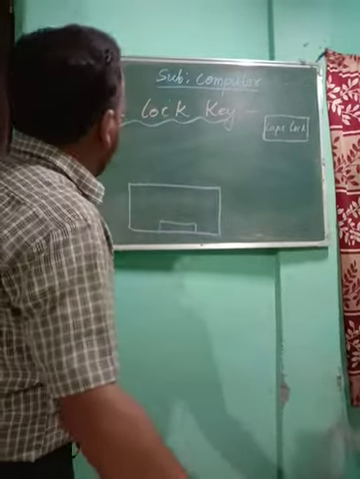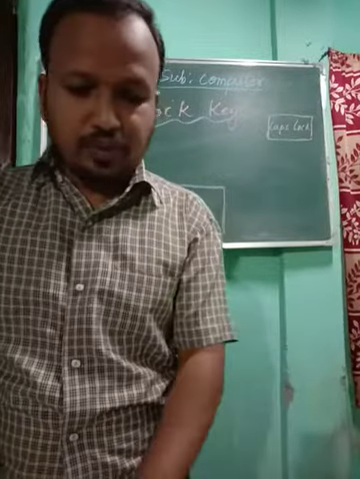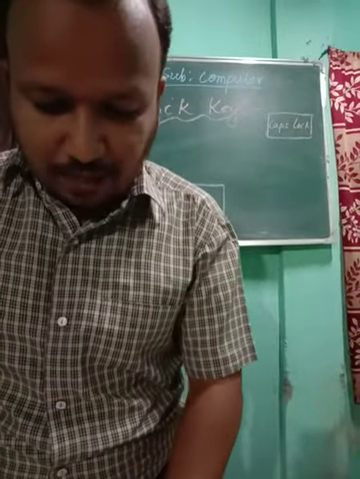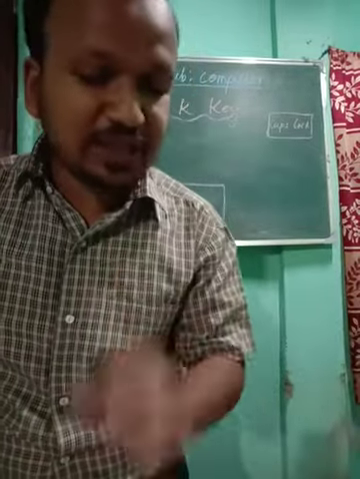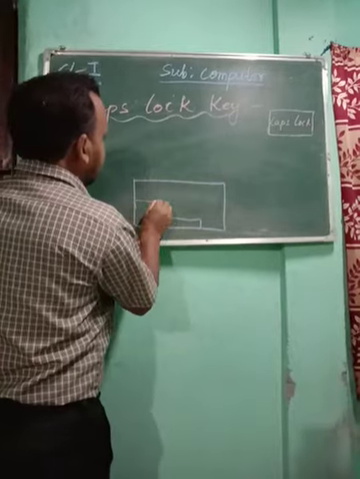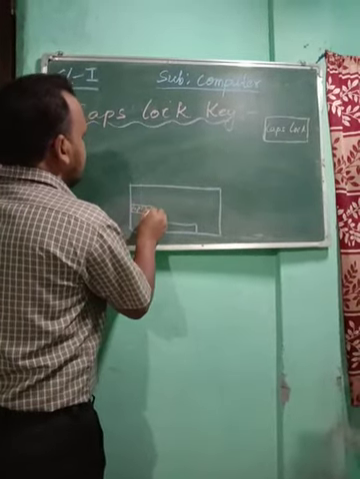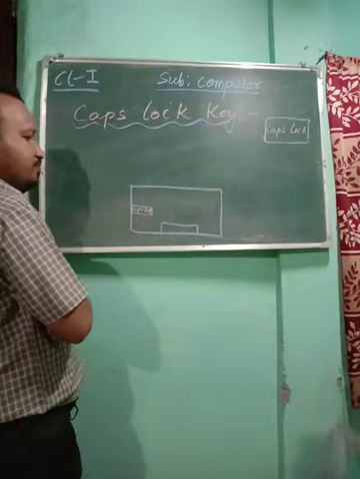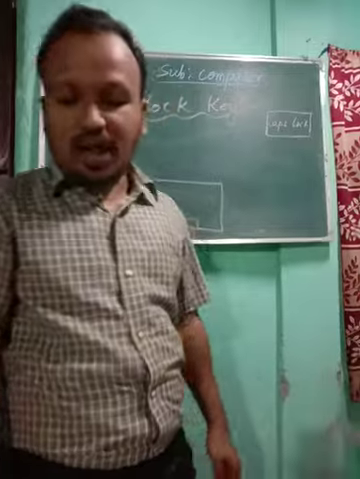Children, now you see on the keyboard, your cap lock key. You can see the cap lock key. The cap lock key is always on the left hand side of the keyboard. I'm just writing caps lock. Suppose this is your cap lock key. When you press the cap lock key, what will happen?